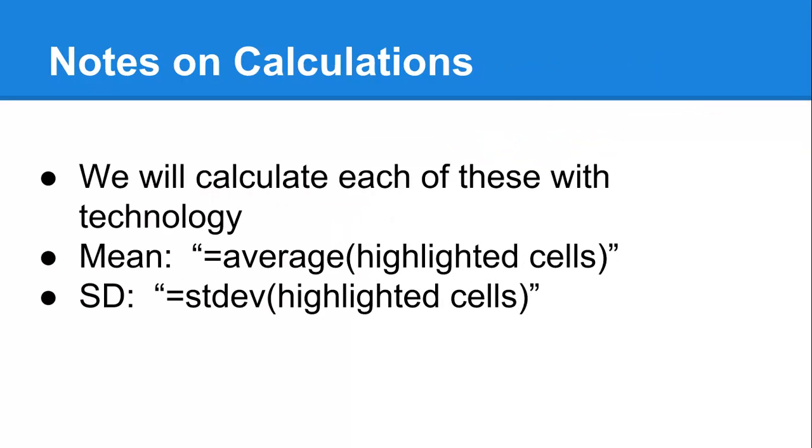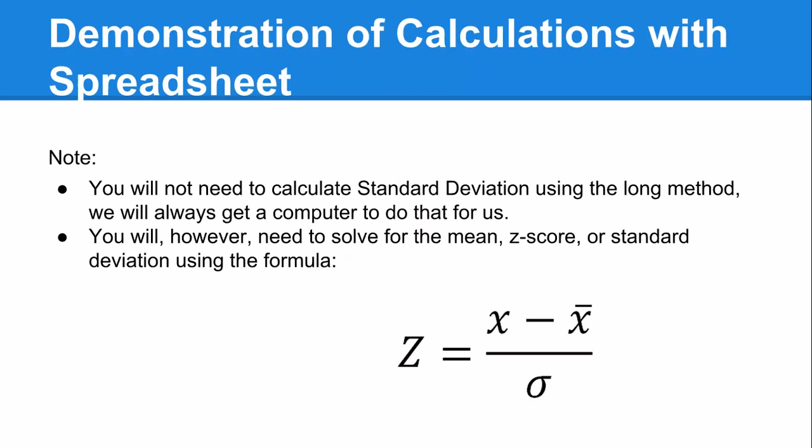We'll calculate each of these with technology. With a spreadsheet, you can just type equals average and highlight the cells. In the stats unit, we'll look at Fathom. And standard deviation can be calculated by typing equals STDEV and highlighting the cells. I want to show that now.